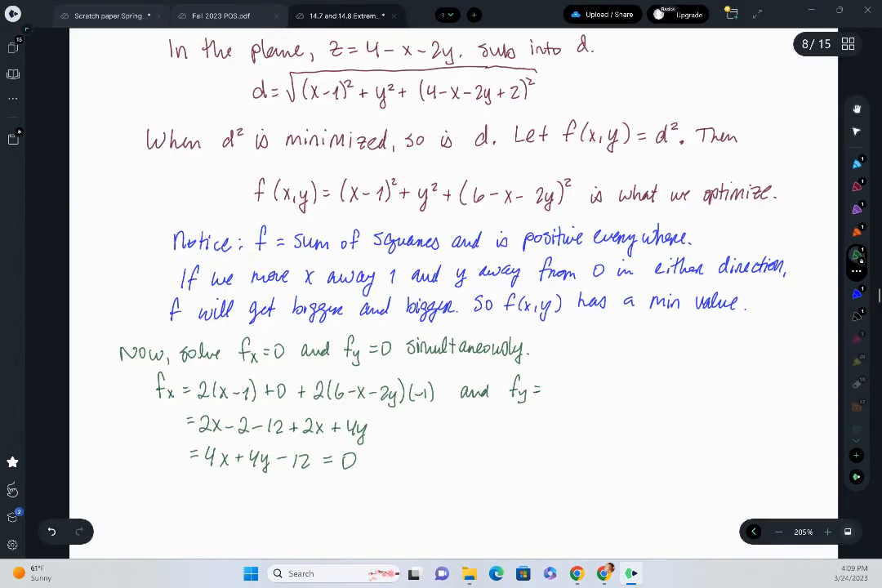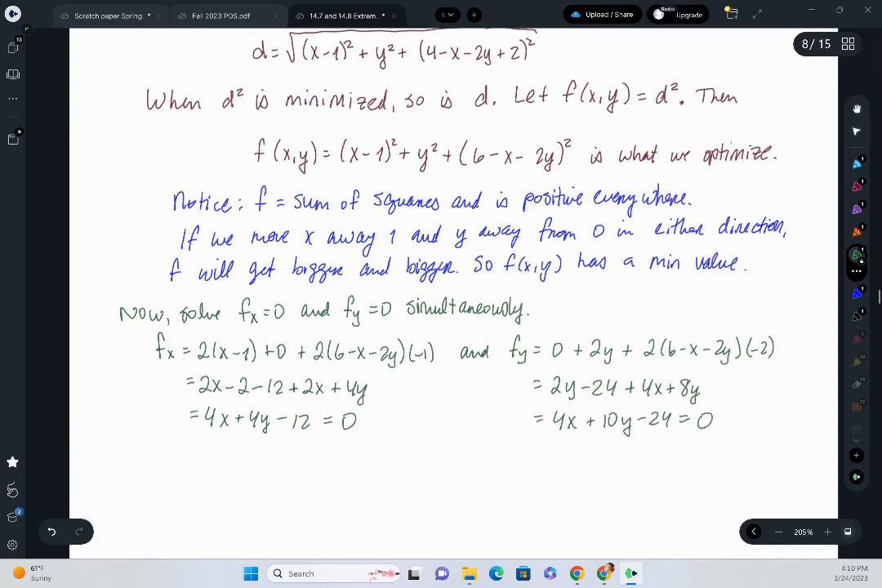And f sub y is equal to, let's see, taking the derivative, I get 0 plus 2y plus 2 times 6 minus x minus 2y times another negative 2. So this simplifies to be 2y. That'll be 12 minus 24. That'll be minus 2x plus 4x. That'll be minus 4 plus 8y. And so that simplifies to be 4x plus 10y minus 24, and we want that set equal to 0.